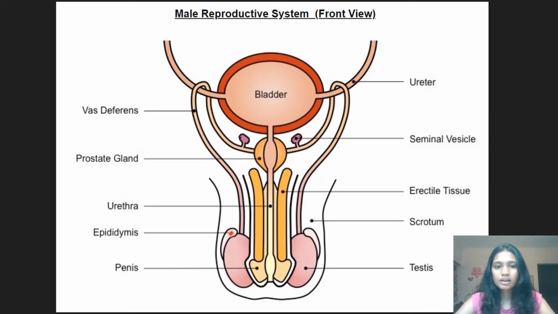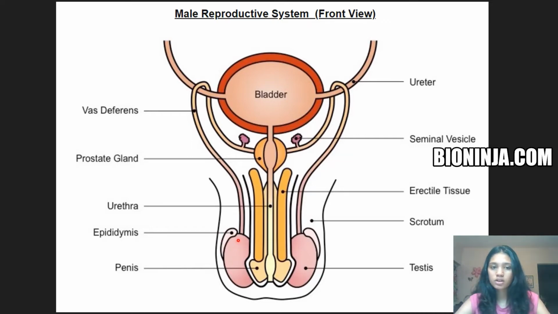You have the epididymis, which is this part over here. That just is over the testis. You have erectile tissue, which helps keep the penis erect during sexual intercourse. You have the scrotum, which is a sac-like structure that holds the testis. And you have the seminal vesicle and the prostate gland.